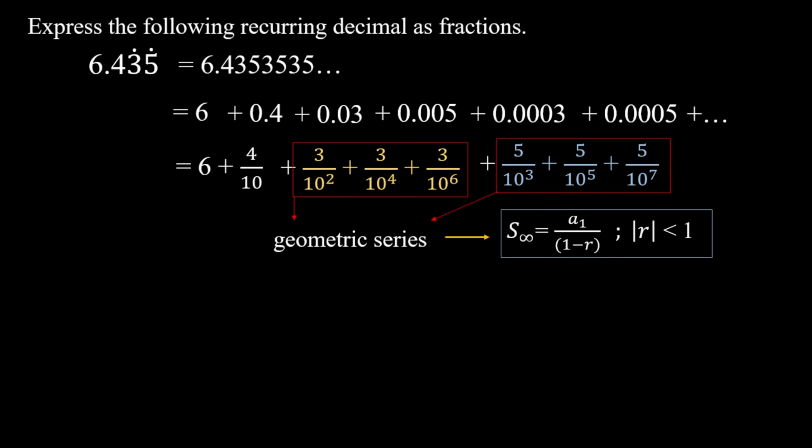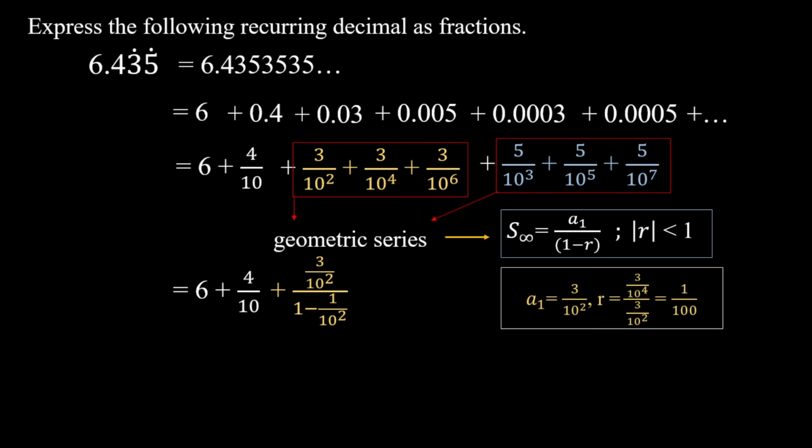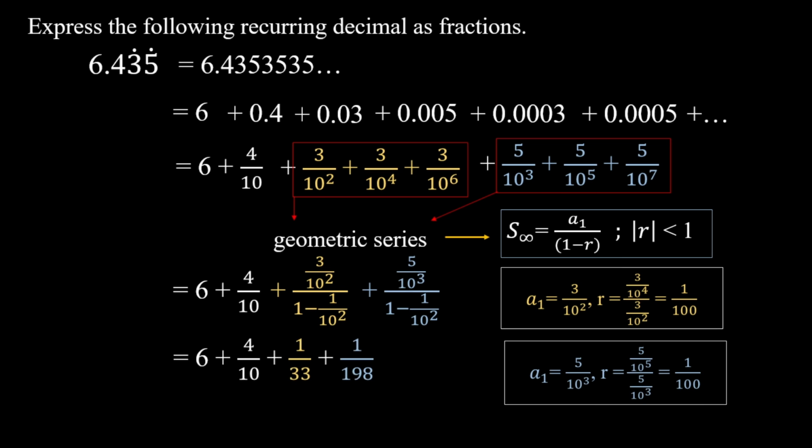So remember, if a geometric series has an absolute value of r less than 1, you can use this formula to find the infinite sum. So let's apply that to the equation. Now you get 6 plus 4/10 because you didn't do anything with it, and then the 3 group, and then the 5 group. Now calculate it and you will get 6 plus 4/10 plus 133 plus 198. So you get 6,371 over 990 as your answer.